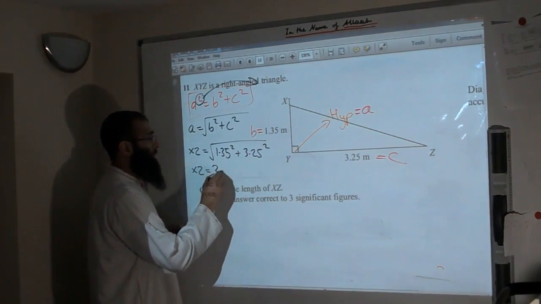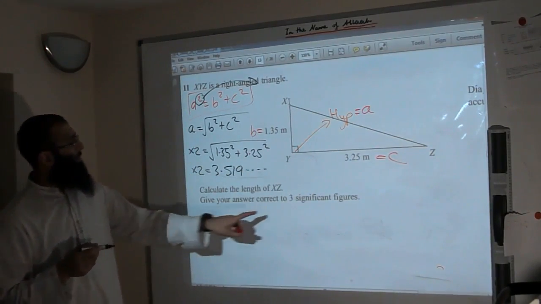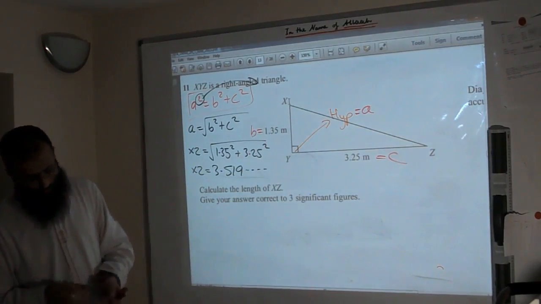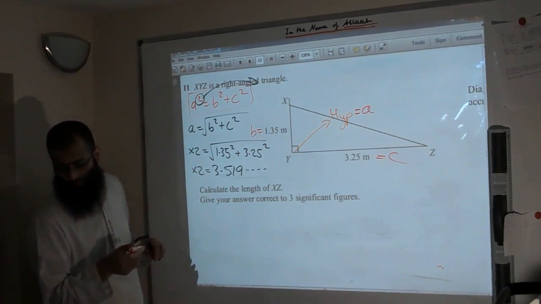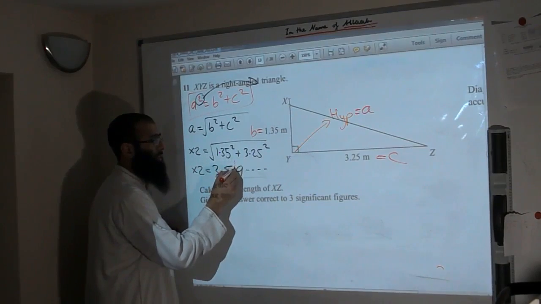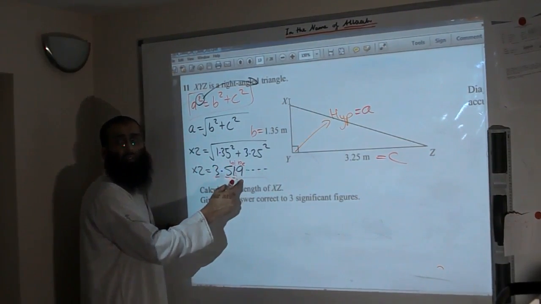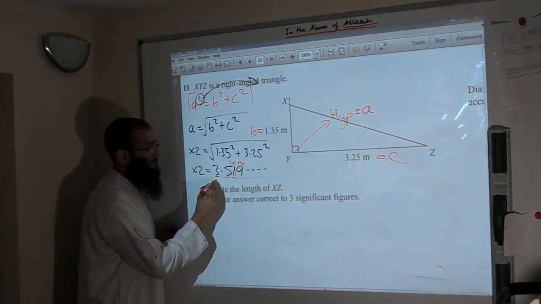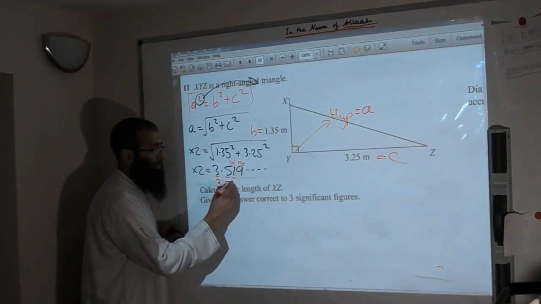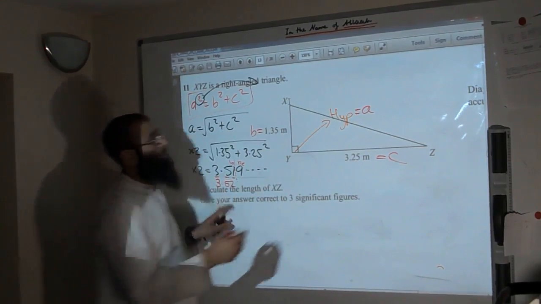Let's just write it down for the moment. Now, instead of giving the answer correct to 3 significant figures, I got 3.52. This is the right answer, folks. 1, 2, 3 significant figures. This is the last digit. This is the decider. If the decider is 5 or more, you add 1. So the answer becomes 3.52, and you stop there at the last digit. You don't carry anymore. That's the answer.